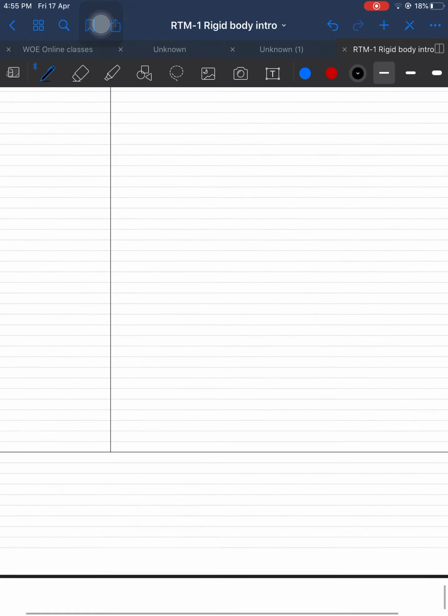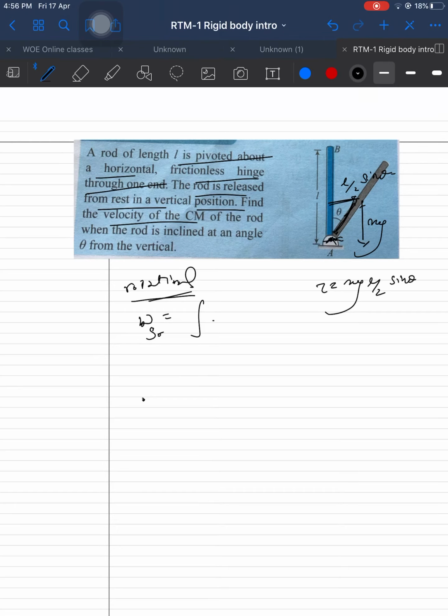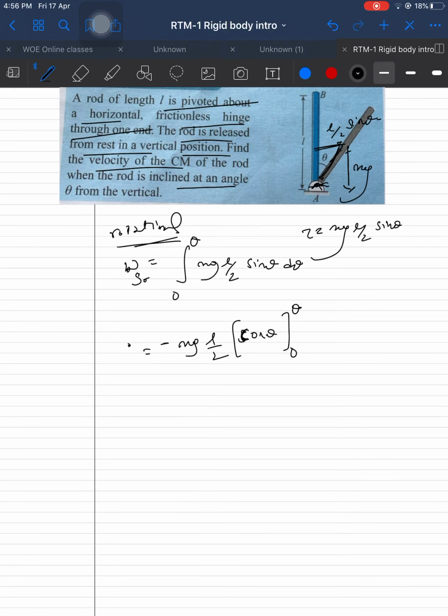Work done by gravity in rotation is equal to the integral of tau. Tau is equal to mg, the force, times L by 2 sin theta. So I am writing here mg L by 2 sin theta d theta. When the rod is inclined to an angle theta, from where to where? 0 to theta. The integration of sin theta is minus cos theta, from 0 to theta.